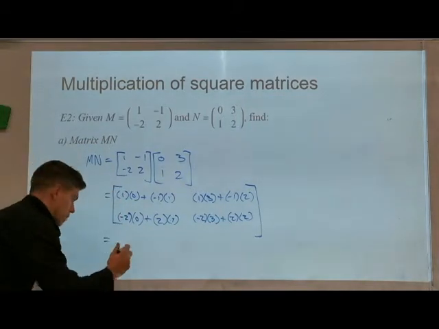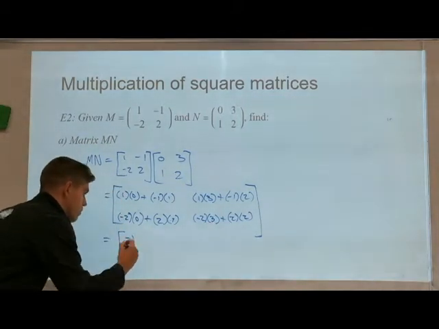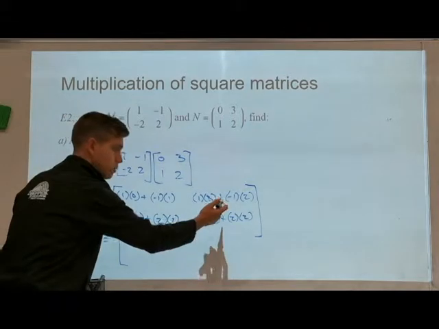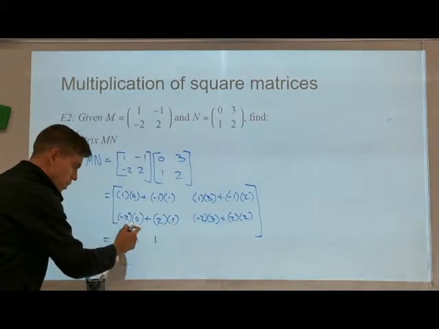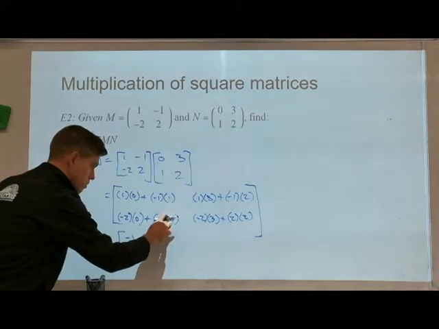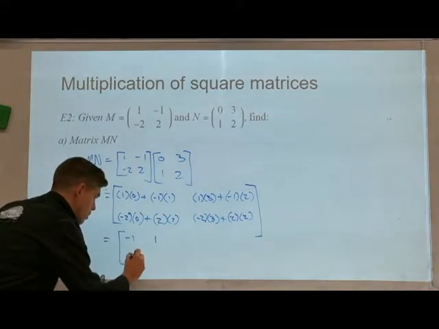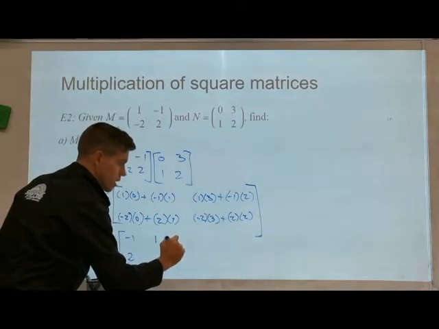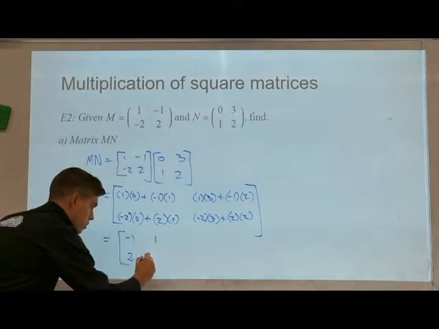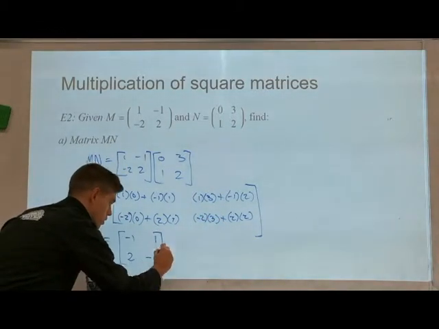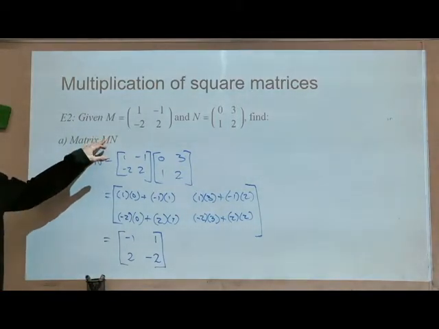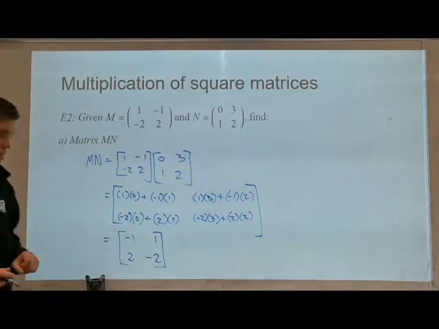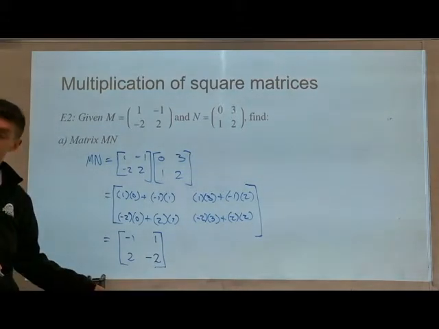0 plus negative 1, 3 plus negative 2, negative 0 plus 2, and negative 6 plus 4. So we have the result of multiplying together M and N, and it's this 2 by 2 matrix here.